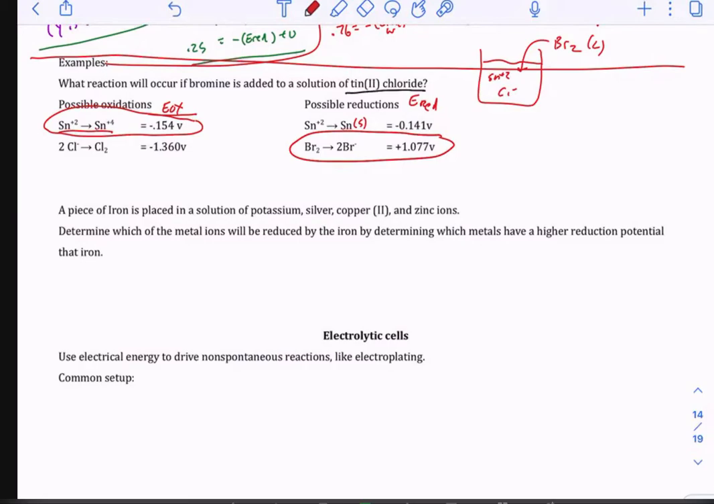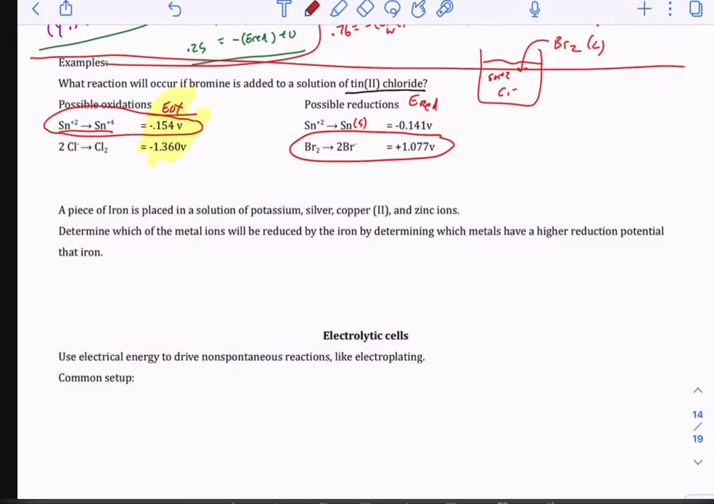Now, I do need to stress this because this is something people kind of forget. If you're going to write down oxidation potentials, you've got to remember to flip them, right? These are not taken straight from the table. These were flipped from the table. Okay, so be careful of that. Whenever you write E ox, make sure that you did the right thing to get that value.